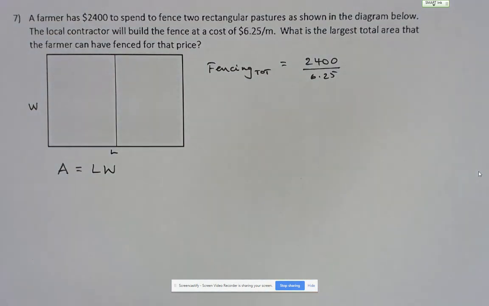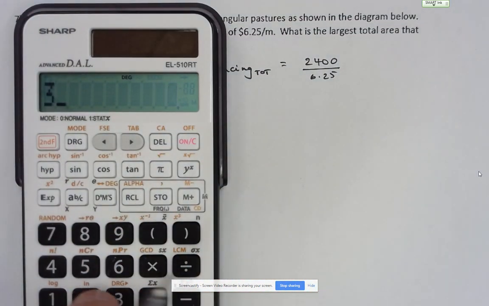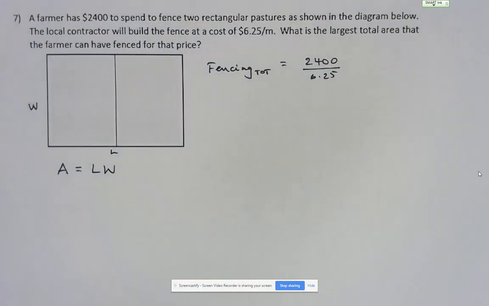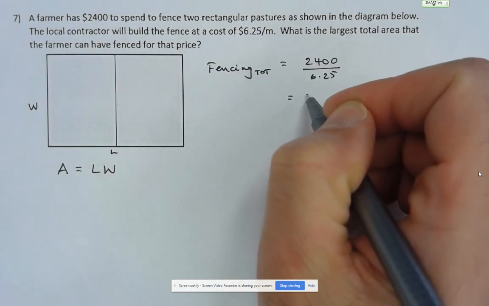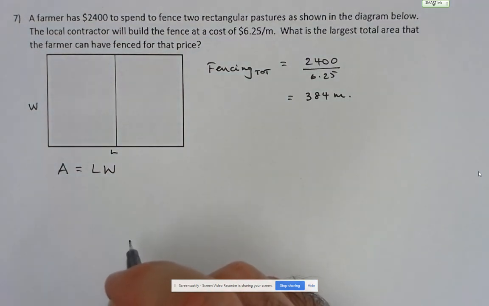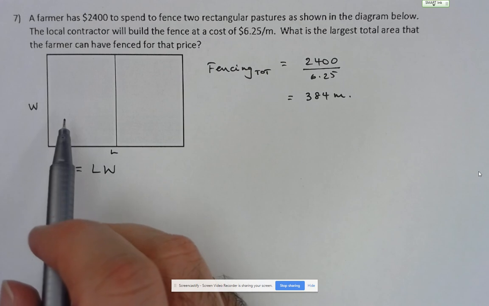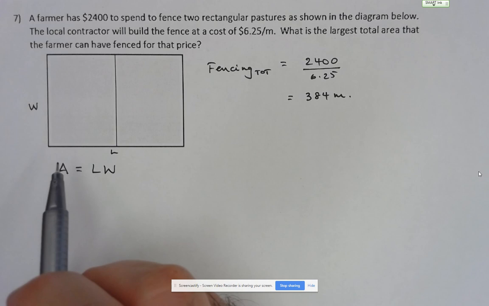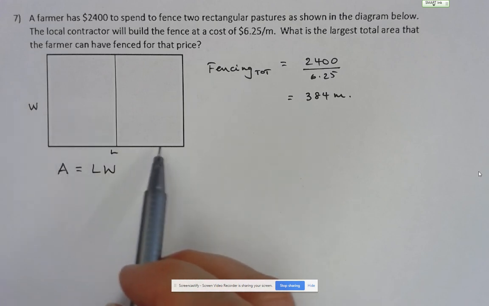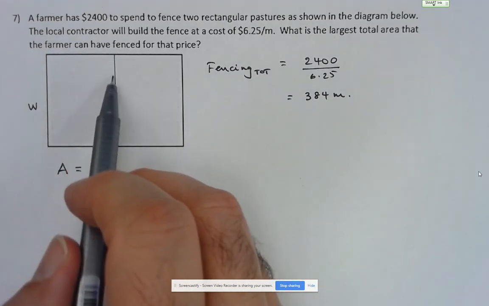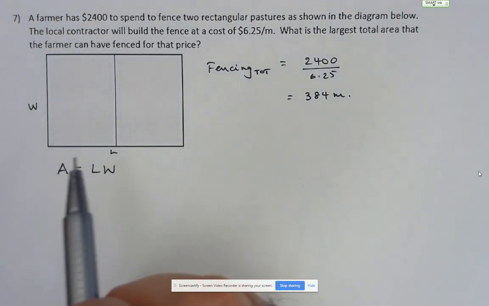So this is where we'll get our calculator, and 2,400 divided by 6.25 is equal to 384. So this is actually the amount of fencing that I have available to me. All right. And I know that I can calculate how much of it I need to surround these two pastures, because I need 2 lengths on either side and I need 3 widths. Okay, so don't forget that you need that fencing in between to create the 2 pastures.